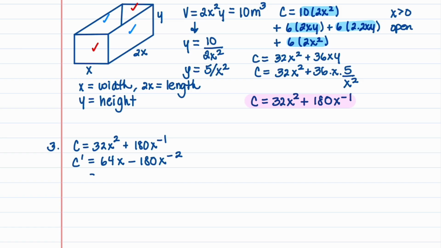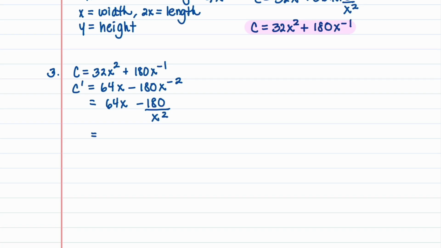Let's simplify this. This is 64x minus 180 all over x squared. So let's get a common denominator of x squared. In our numerator, we then have 64x cubed minus 180. I'm going to highlight that because we're going to need that in a minute. To find the critical values, we have to set our numerator equal to 0. We're not going to worry about our denominator because that gives us x is 0 and our cost function isn't defined at 0.